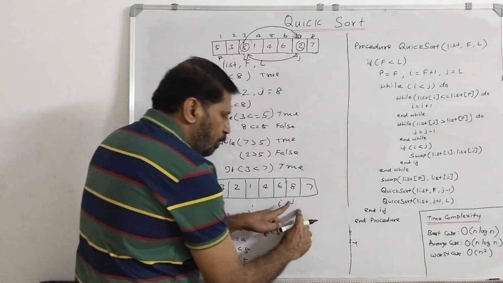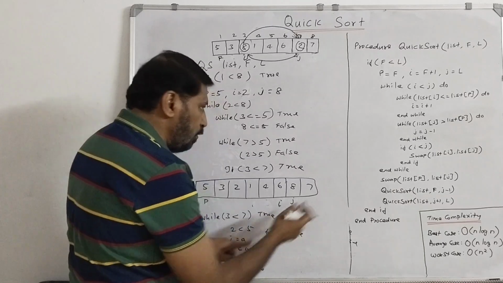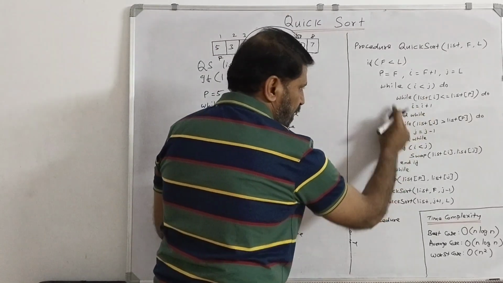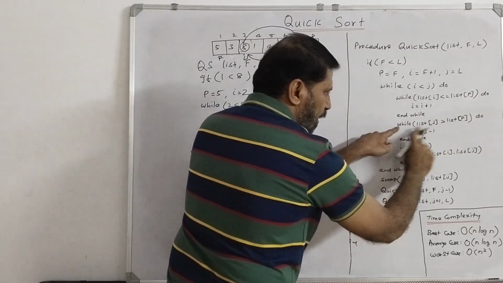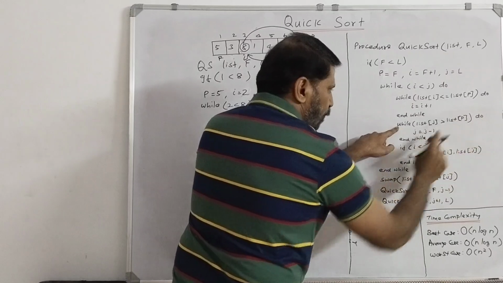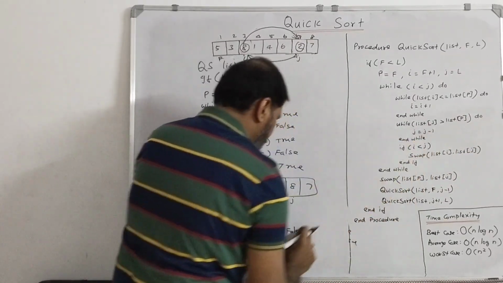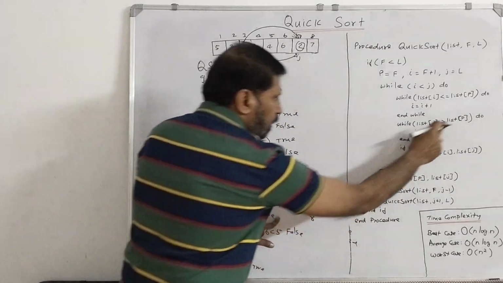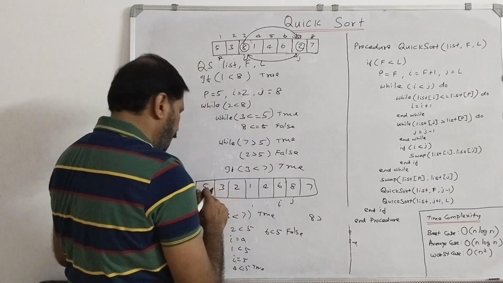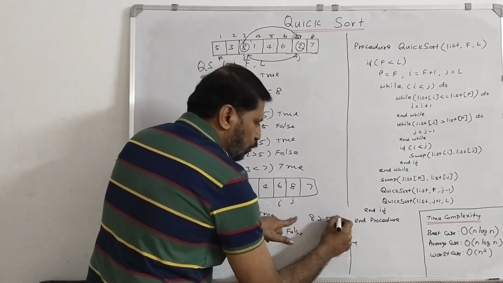If it is false, we come to j. What is the j value? This while loop is terminated, and this while loop starts. While list of j, what is list of j? List of j is 8, which is greater than list of p, the pivot, which is 5. Condition true.